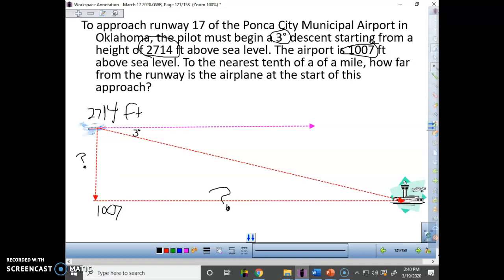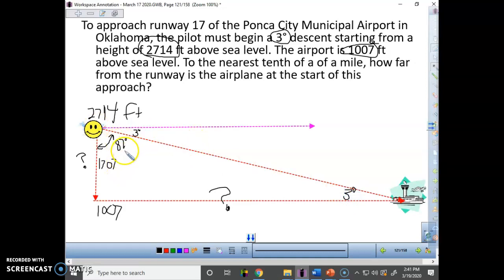2,714 minus 1,007 is 1,707. All right. Now we got to figure out what angle to use. You could use this angle or this angle up here, whatever we want. I like to use the airplane, so we might as well use that. Question is, what's this angle right here? It's definitely not 3. In fact, this would be 90 take away 3, so we're going to use 87 degrees. Turns out this angle down here is 3 if you want to use the angle 3.